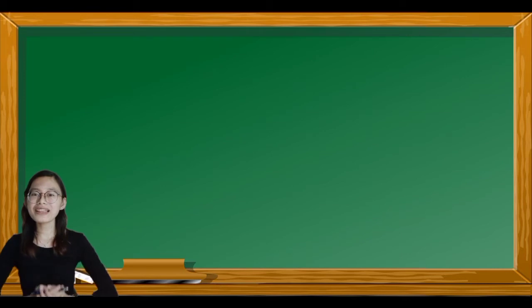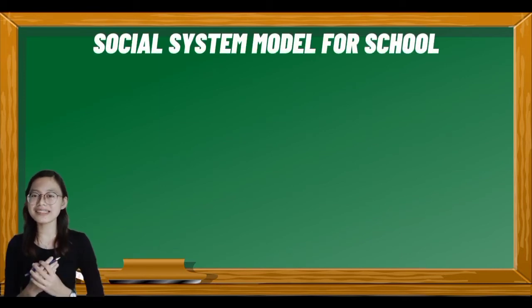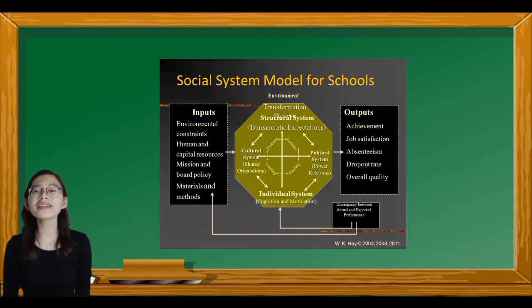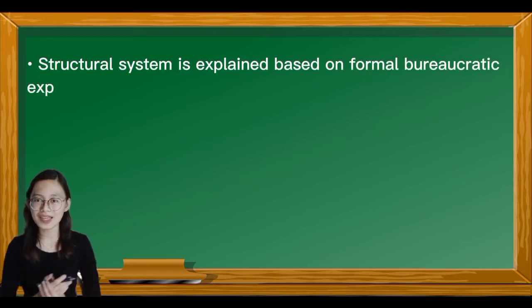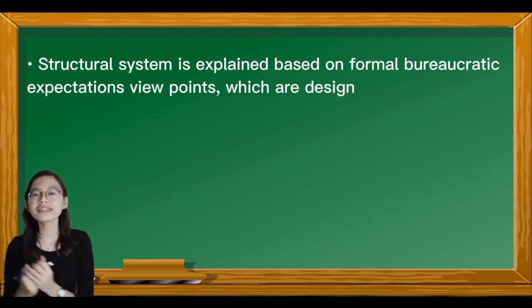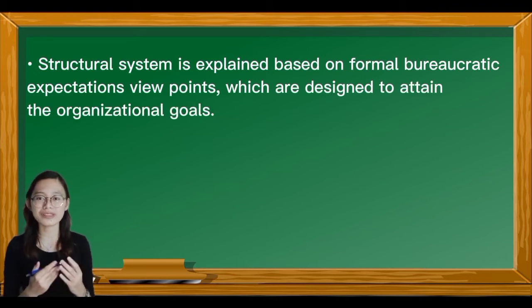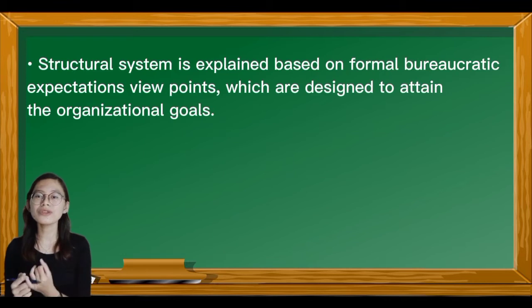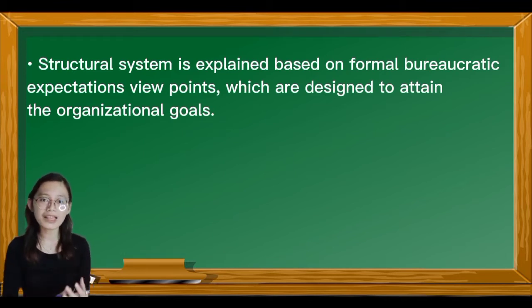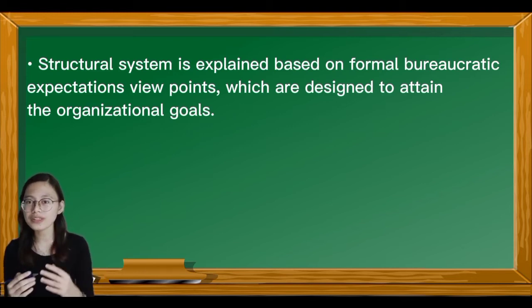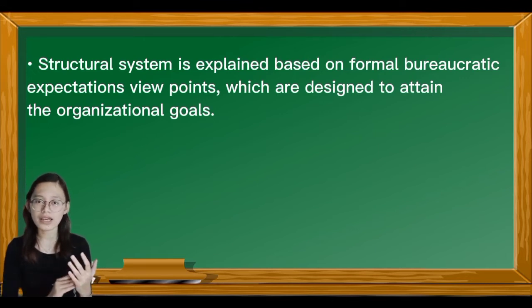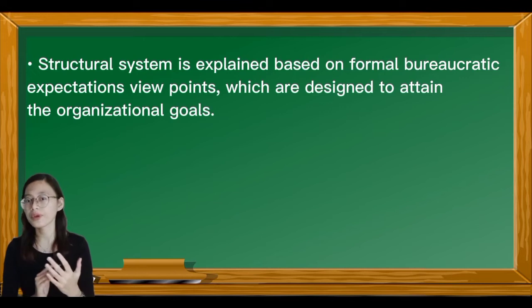So the next part that I would like to tackle is the social system model for school. The first one is structural system. It's explained based on formal bureaucratic expectations and viewpoints, which are designed to attain the organizational goals. For example, in schools, the positions of principal, teacher, and students are essential, and the positions are defined based on established anticipations. Members have their own desires, opinions, and intellectual visions towards their work.